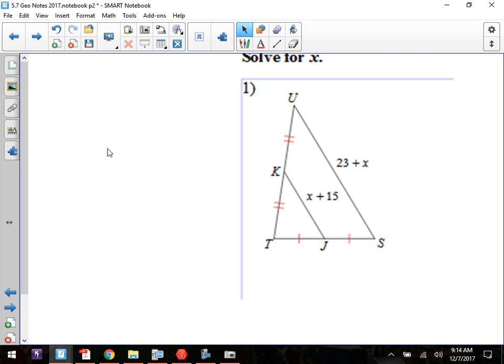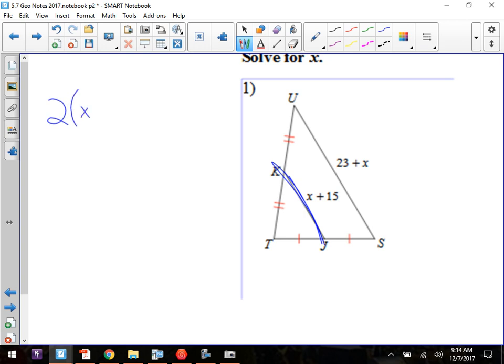So what kind of segments are these? Yeah, they're midsegments. So the easiest thing to do here is knowing that this segment, if you double it, it has to equal the other side. So if you double x plus 15, you get 2x plus 30. Has to equal 23 plus x. Now, moving stuff around then, you're going to get x is equal to negative 7.